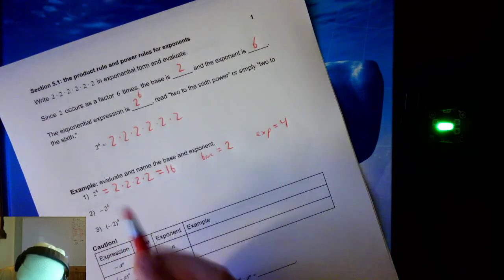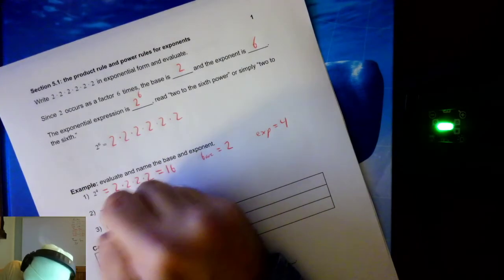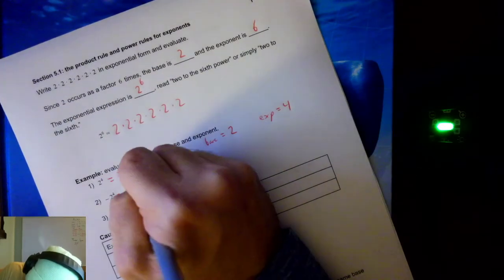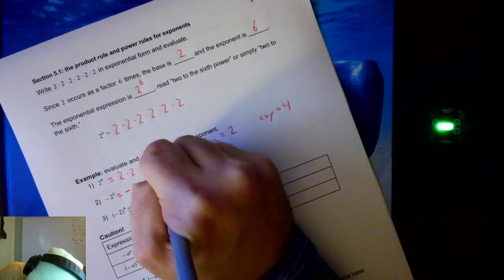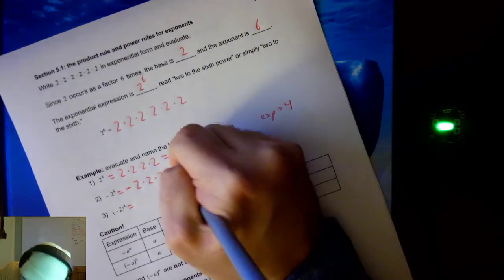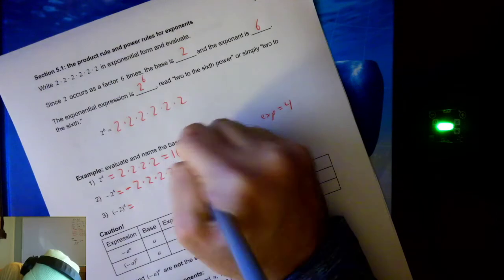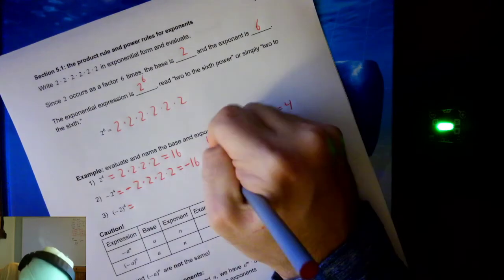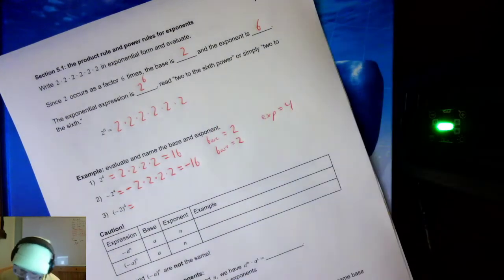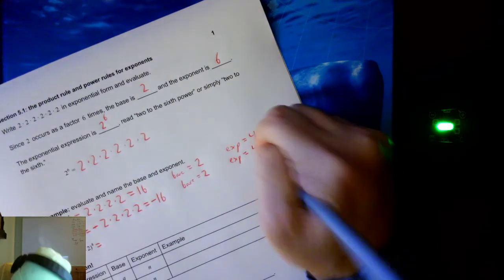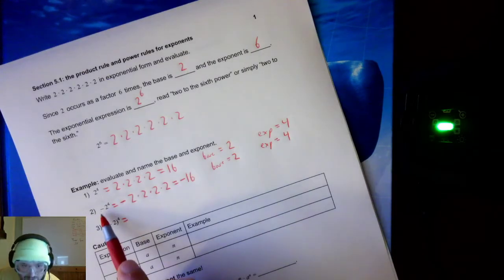In our second example and our third example, they're similar but different. In the second example, we'll write the negative sign, but then we only repeat the number 2 four times. We don't repeat the negative sign. So this one will be negative 16, right? Because negative 2 times 2 times 2 times 2 would be negative 16. Here, the base is still 2, but the exponent is 4. The only difference is I put a negative sign out front.